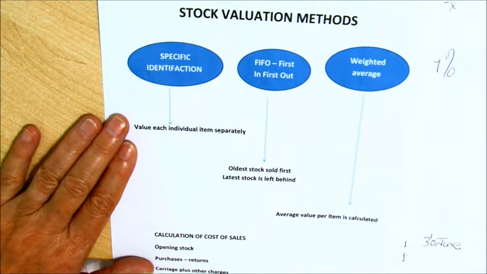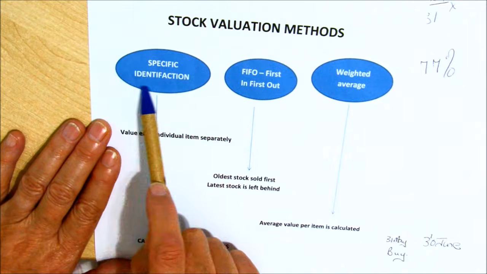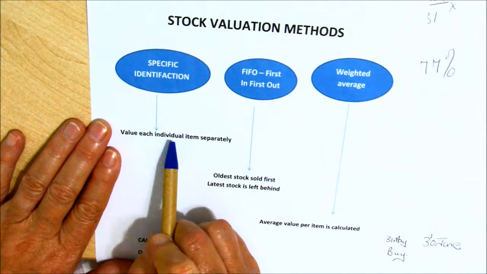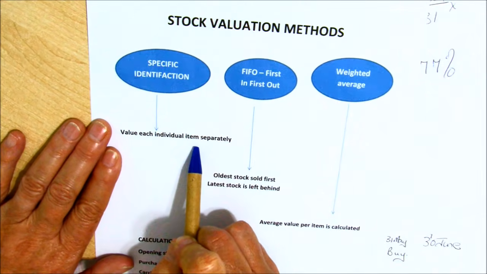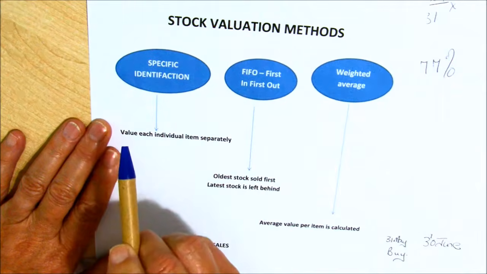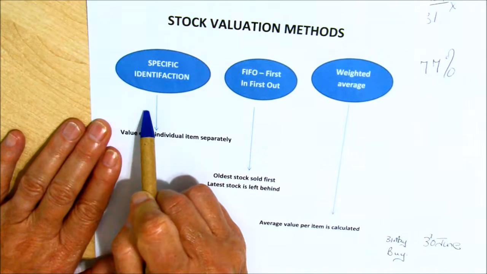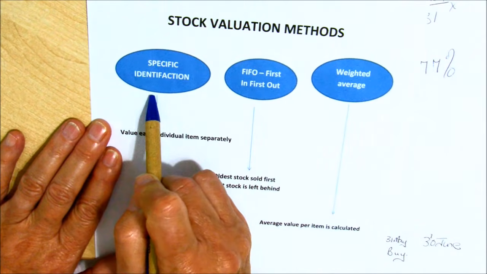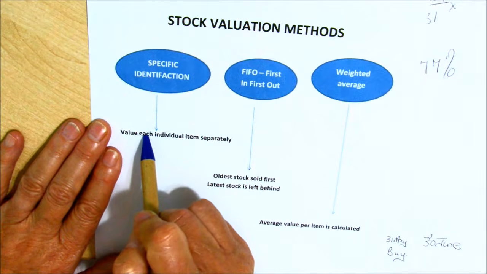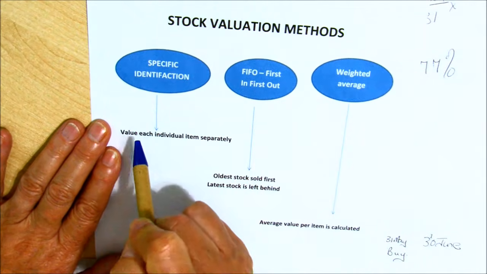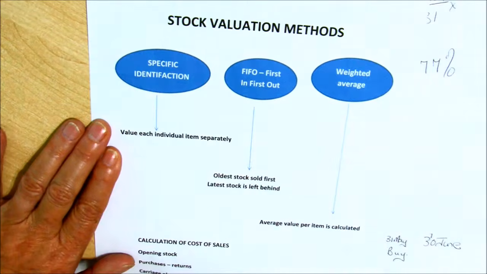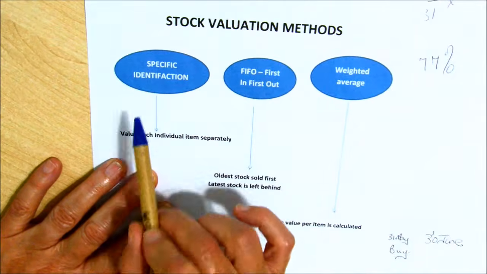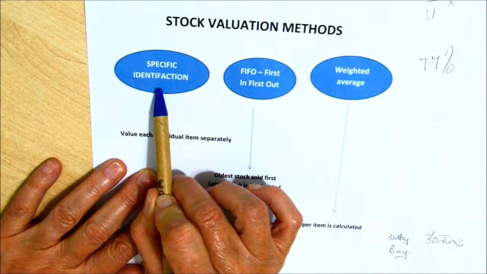Now, basically, we have three different methods. There's a specific identification, and it's exactly what it says. Here you will look at each individual item separately, and you will calculate the value of each of those items. Now, this will only work if you've got a limited number of goods and you're not selling these in very big quantities, and you can separate one item from another, and so you can keep records of exactly what you buy, what you sell, and what the value is of each of these items.